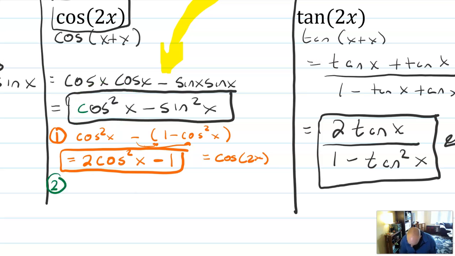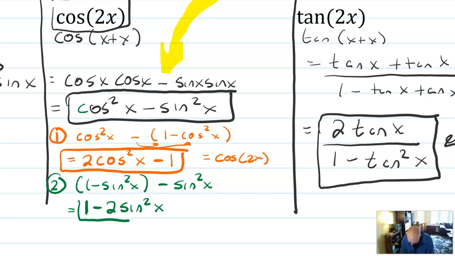So identity 2 is going to say 1 minus sine squared x minus sine squared x. That second one doesn't change. And then we group like terms. We get 1 minus 2 sine squared x. And that is also equal to cosine of 2x.